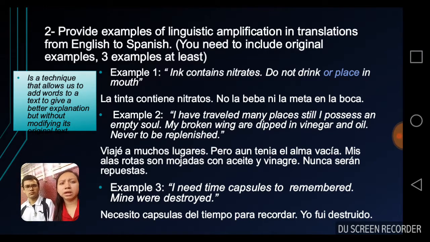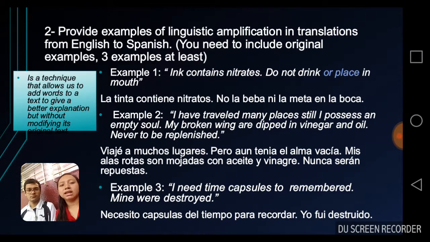Example number 2. I have traveled many places. Still I possess an empty soul. My broken wings are dipped in vinegar and oil, never to be replenished. Esto quiere decir, viajé a muchos lugares, pero aún tenía el alma vacía. Mis alas rotas son mojadas con aceite y vinagre, nunca serán repuestas.